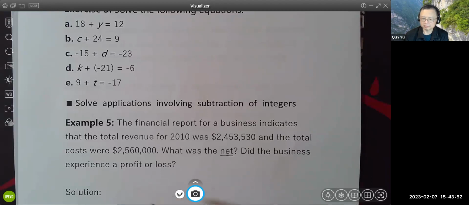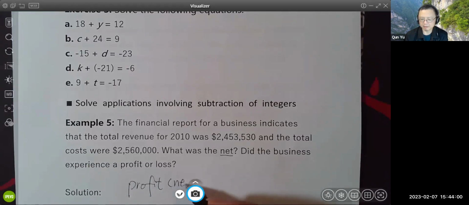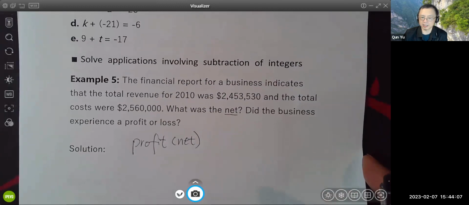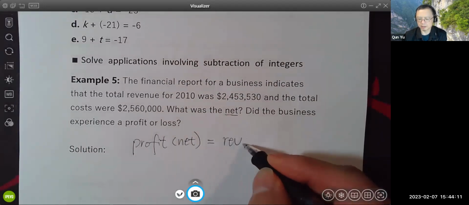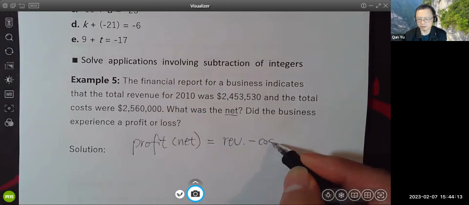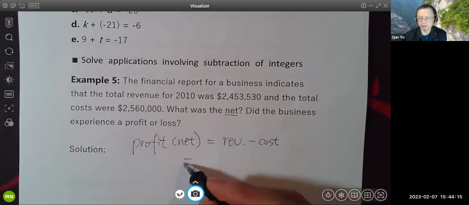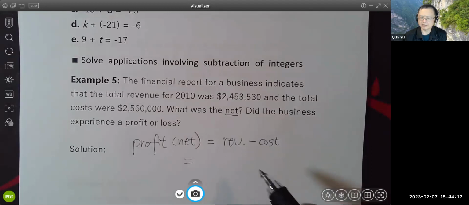And so our profit or net, either way, they mean the same thing. If net is a positive number, you get a profit. If your net is a negative number, you'll have a loss. So net equals revenue minus cost. That's a general way to find the net income.